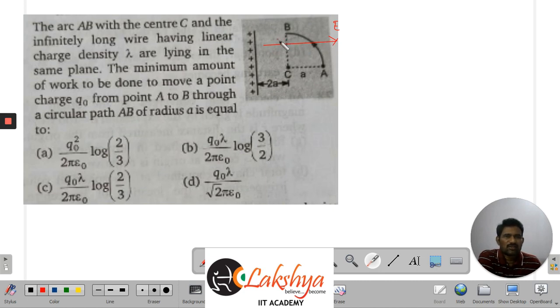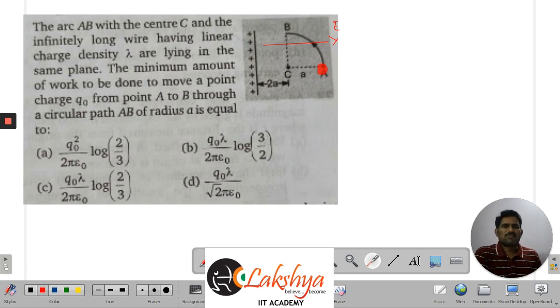We already concluded that for an equipotential surface due to a line of charge, such identical potential surfaces will be cylindrical surfaces. So B and C lie on the same cylindrical surface, so we can conclude that B and C are equipotential. So the work done in moving the charge from A to B or from A to C are both the same, right? So we just calculate the work done from A to C, and we need to write the potential difference there.